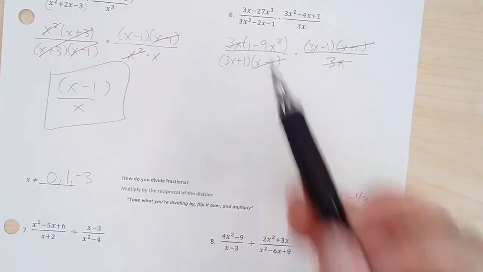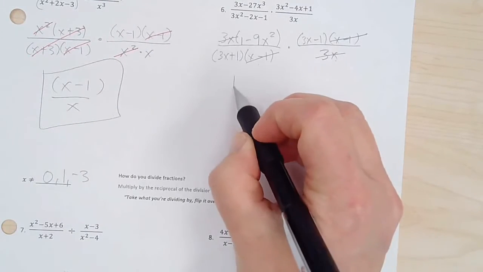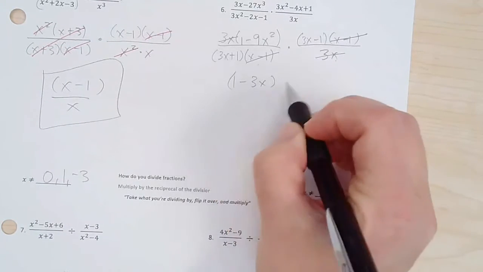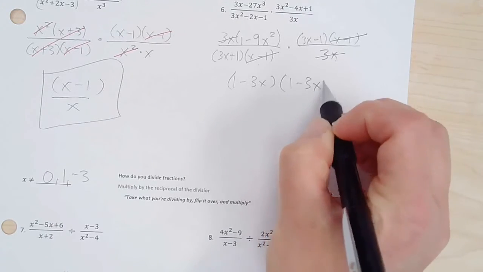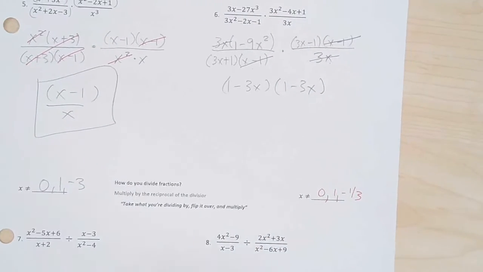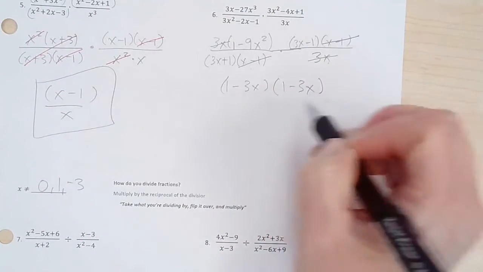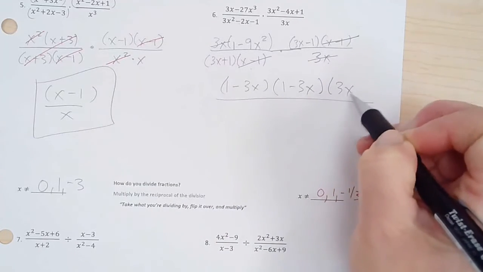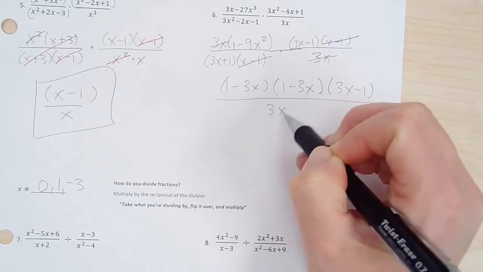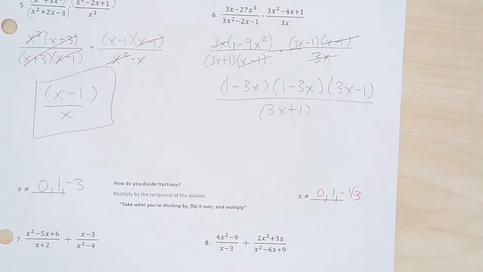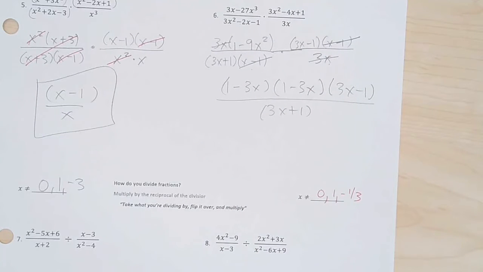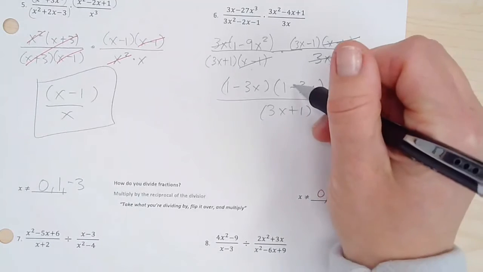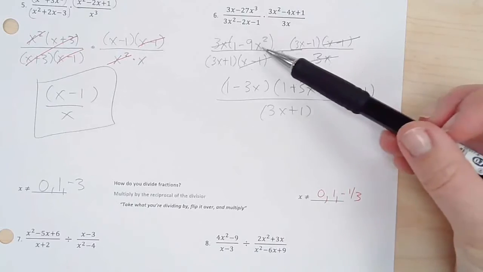That's a difference of squares. That's actually 1 plus 3x times 1 minus 3x. And then this is basically like one big fraction, so we still have the 3x minus 1 and the 3x plus 1 from here. All right, so let's see where we're at. Oh, sorry, this was plus minus from the difference of squares.